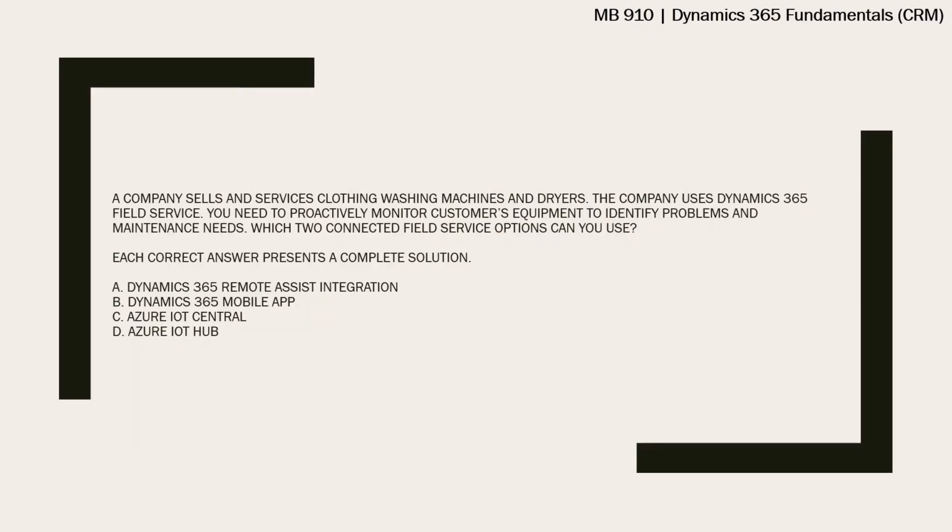A company sells and services clothing washing machines and dryers. The company uses Dynamics 365 Field Service. You need to proactively monitor customers' equipment to identify problems and maintenance needs. Which two connected field service options can you use? Each correct answer presents a complete solution.